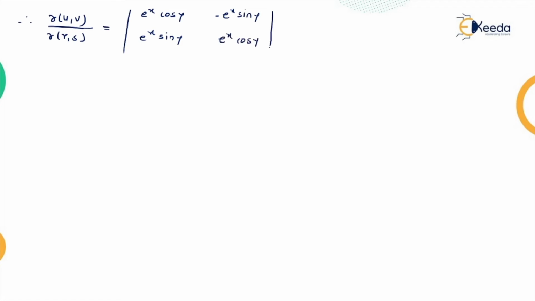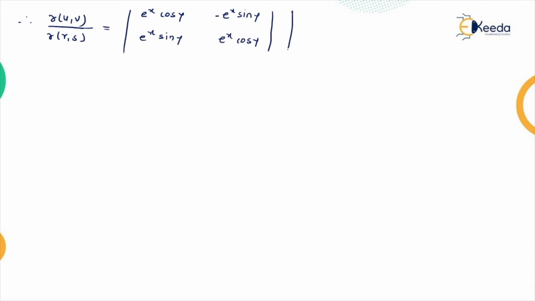Therefore ∂(u,v)/∂(r,s) is nothing but the first determinant. You have to substitute the values here. So what is that? e to the power x cos y, e to the power x cos y, then minus e to the power x sin y, then e to the power x sin y, and e to the power x cos y. That is the first determinant.